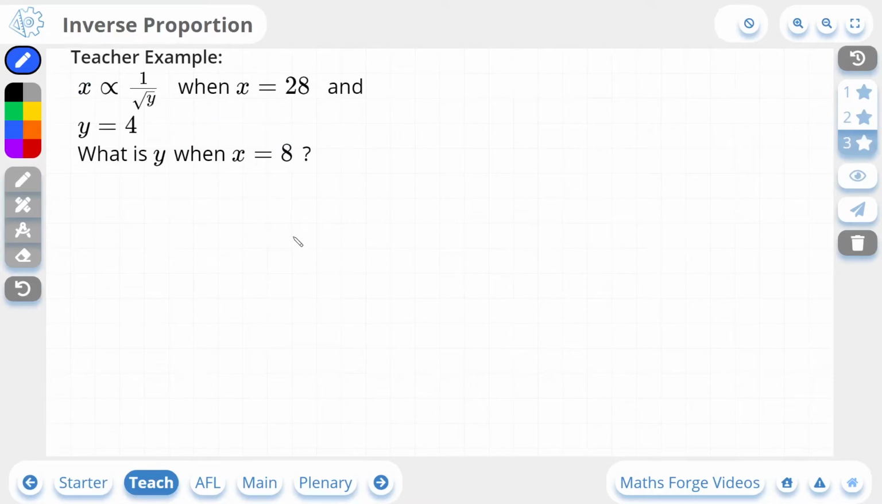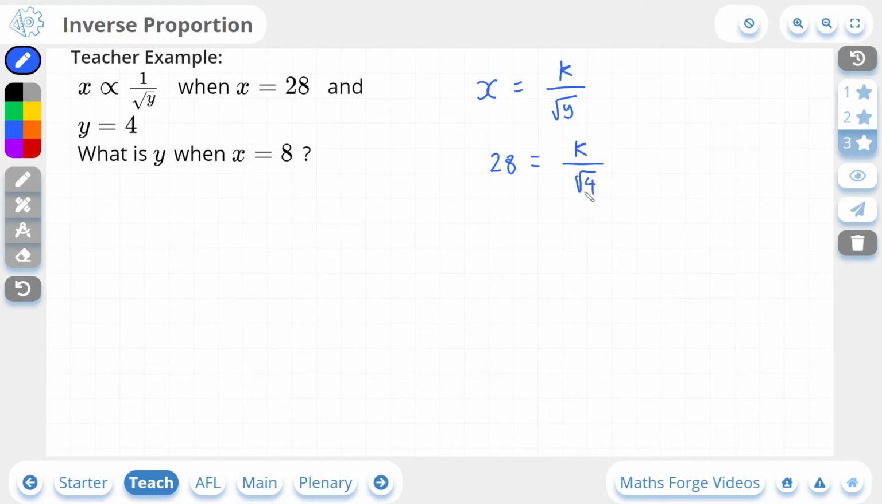Now let's do a 3-star example. Here we're being told that x is inversely proportional to the square root of y, and when x is equal to 28, y is equal to 4. What is y when x is equal to 8? So we first begin by structuring our equation. x is equal to k over the square root of y, and we substitute our initial values for x and y. So x is 28 when y is equal to 4.